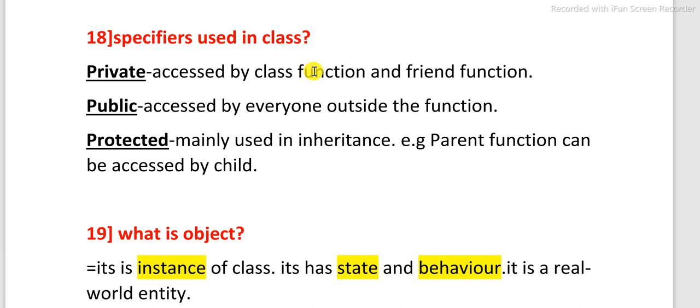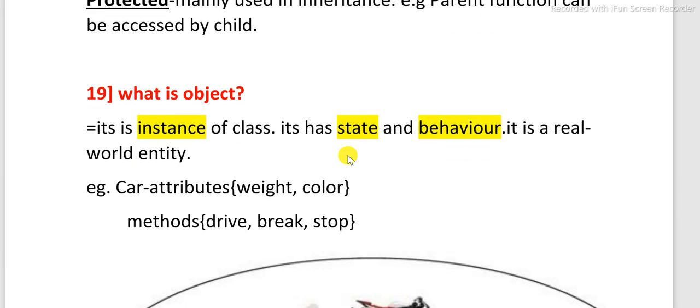The most important question which comes is, which is the default access specifier used in a class? You should tell them it is private. Private is always used as the default, and these questions always come in the exam. Now, what is public? It is accessed by everyone. Protected is mainly used in inheritance. For example, a parent function can be accessed by the child.